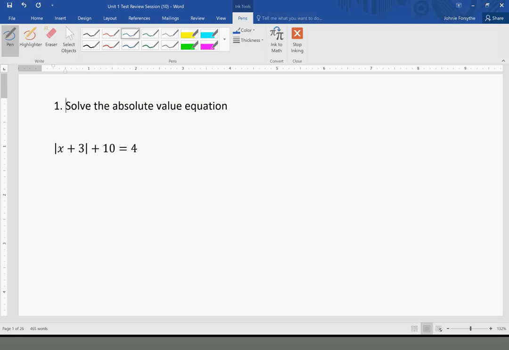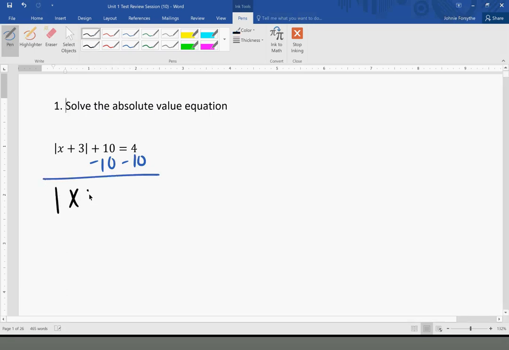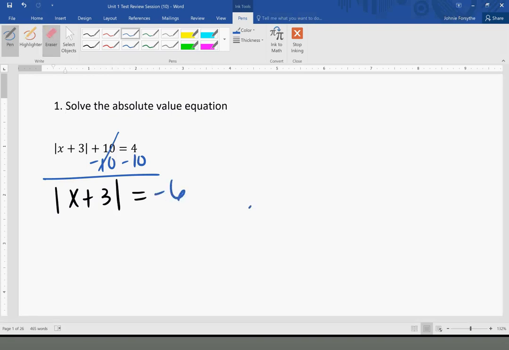So we're going to solve the absolute value equation. To solve this absolute value equation, we want to start by getting this absolute value by itself. So we're going to subtract 10 from both sides. On the left, I have the absolute value of x plus 3 equals 10 minus 10 cancels out, and 4 minus 10 is negative 6.